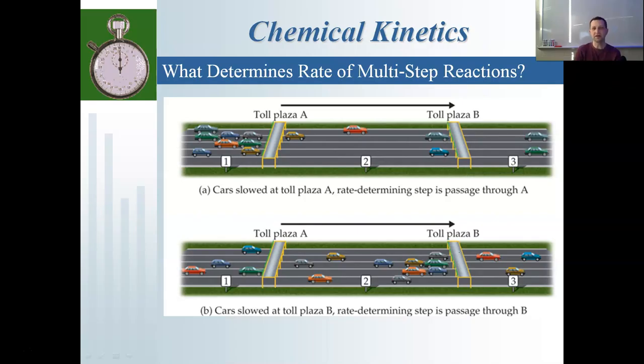So the top picture you guys have here: cars are going down the turnpike, right? They're going down the highway, and they're going pretty fast. And then they have to get to Toll Plaza A, where they have to slow down a little bit. They have to slow down to pass through Plaza A, and then they continue on their journey here. So cars are slowed at Toll Plaza A, so the rate determining step is passing through A. So you can only go as fast as your slow step. That's what we have to learn here.